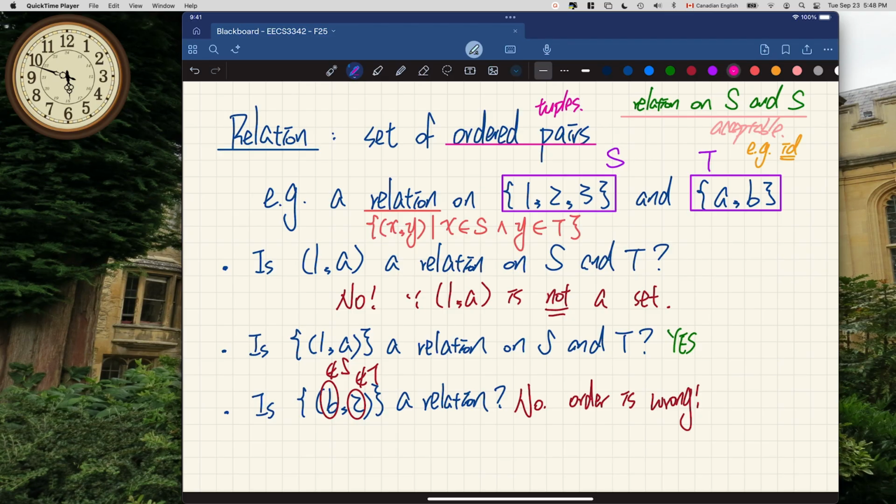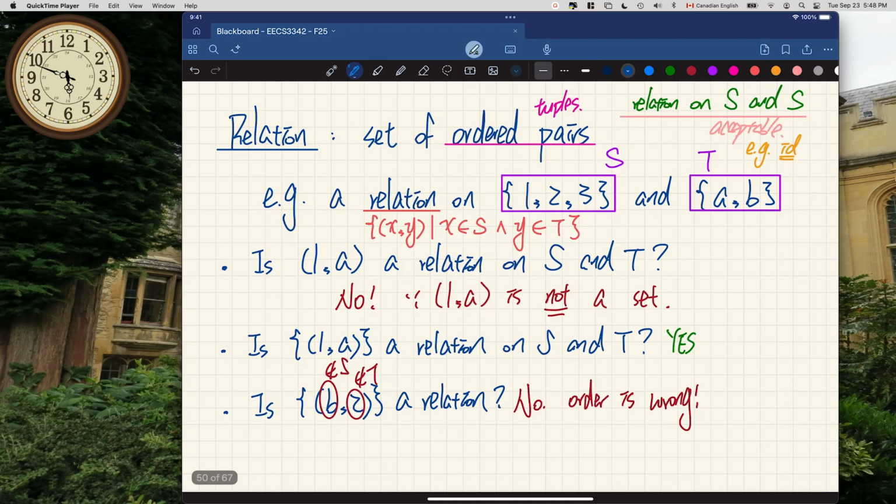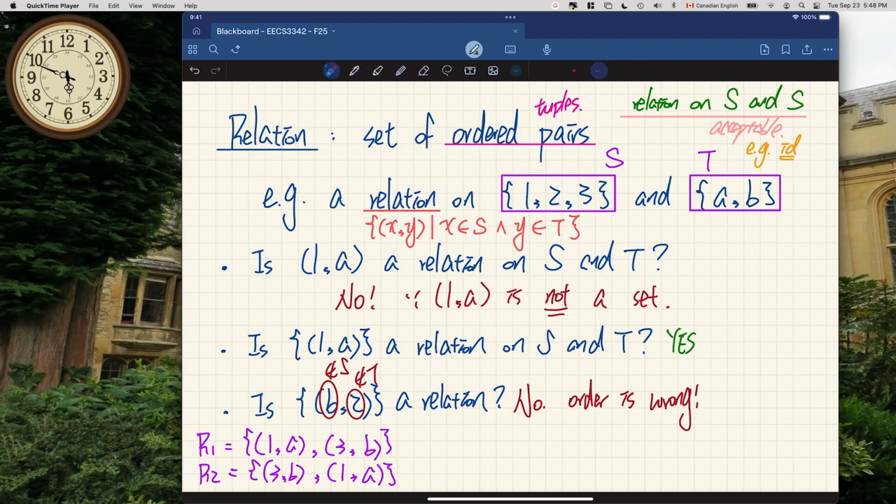Okay, one more. What about this one here? I think that's good enough. Because it's a set, the order doesn't really matter. So if you say R1 is, let's say, 1A and then 3B, and R2 you just swap the order, so you might say 3B and then 1A. Since these two are the same set, disregarding the ordering, they are really considered the same relation. R1 over here is equal to R2.